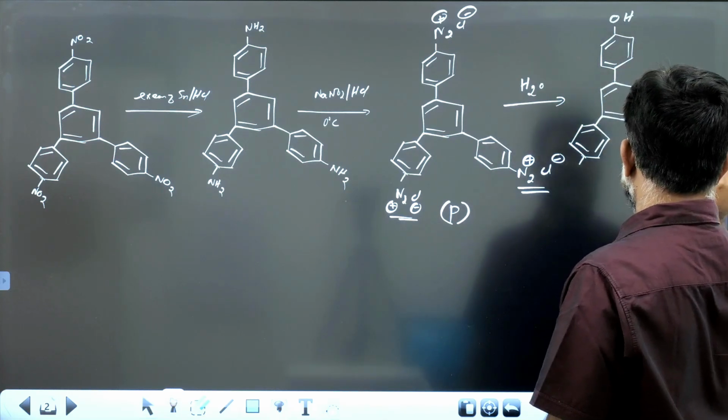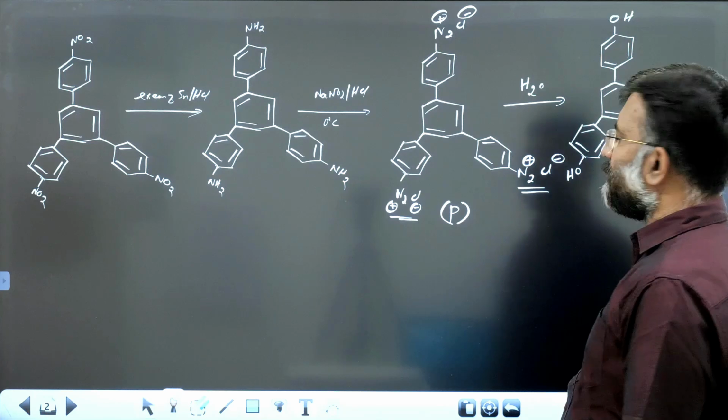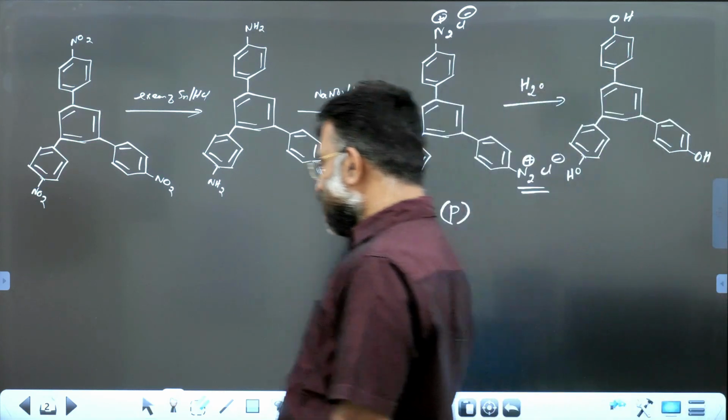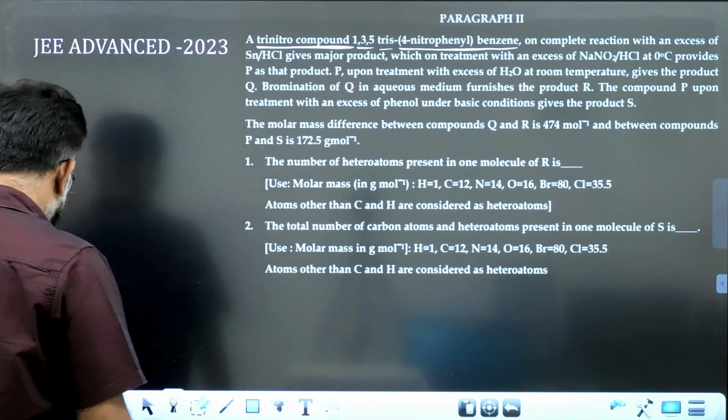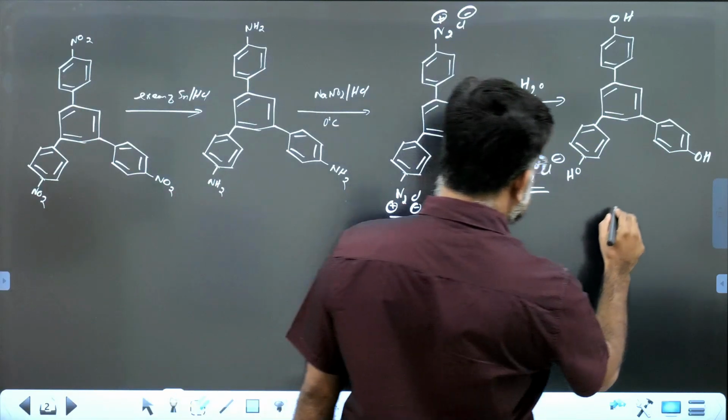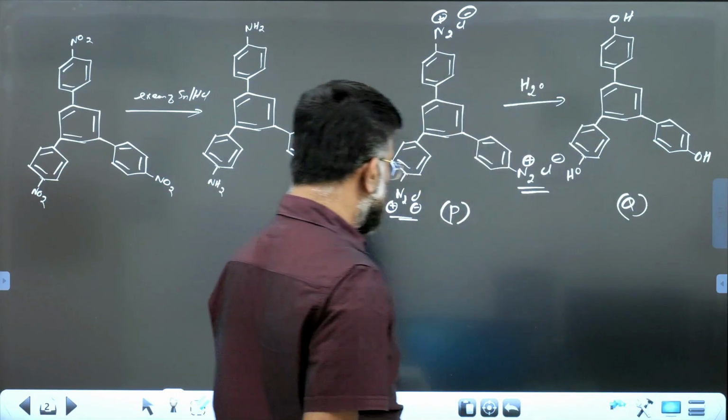Method of preparation of phenol, we are learning that. Right? And that in fact is the compound Q. Yes, that is the compound Q. This is compound Q.